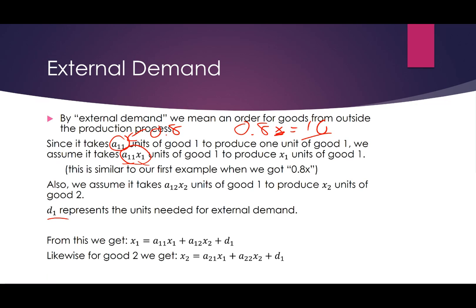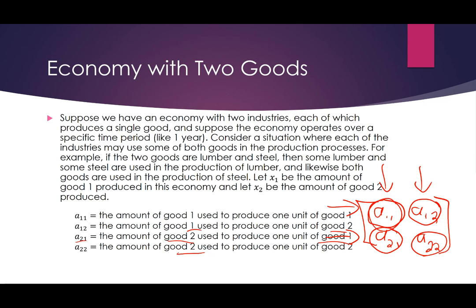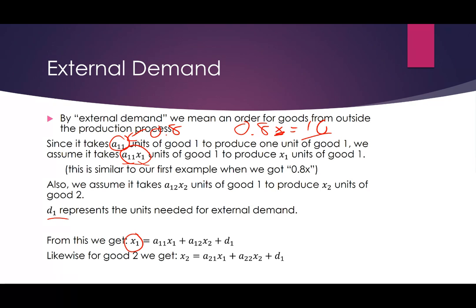So there's an equation we get from all of this. X1, which is, remember, our kind of like our product, the amount of good 1 produced. The amount of good 1 produced is going to depend on how much of that good we use to make it and how much of the other good we used to make it, plus the demand for it.